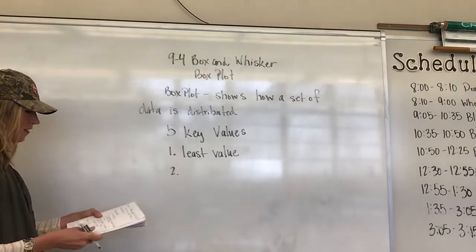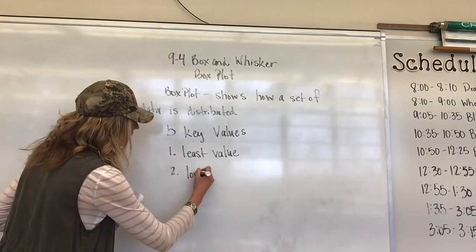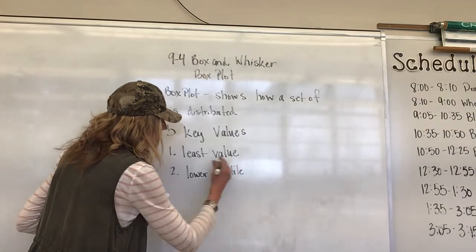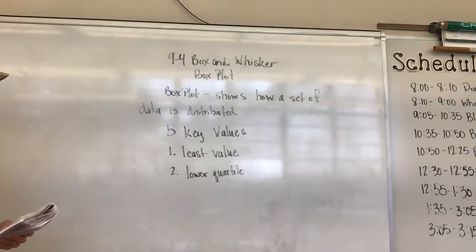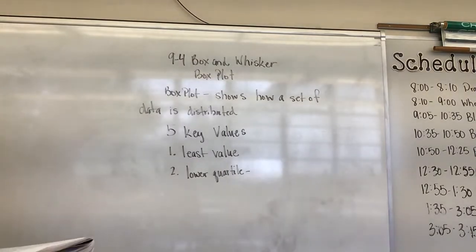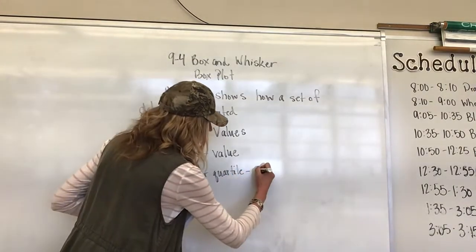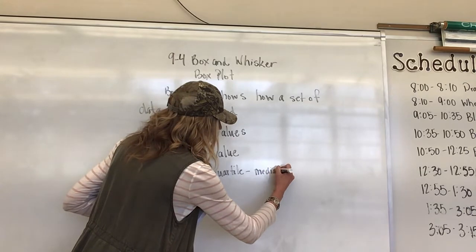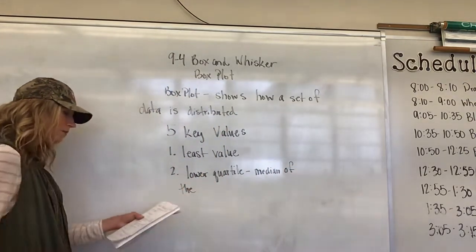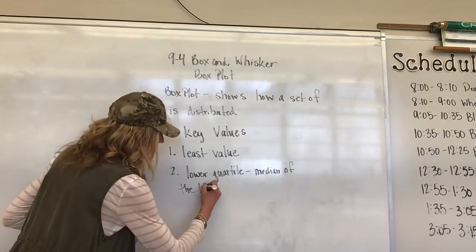Second is we're going to find this thing called a lower quartile. Okay, this is new for you guys. You know what a least value is, but a lower quartile is a new term, and this is what it is. It is the median, which we should know now, the middle number, the median of the lower half of the data.